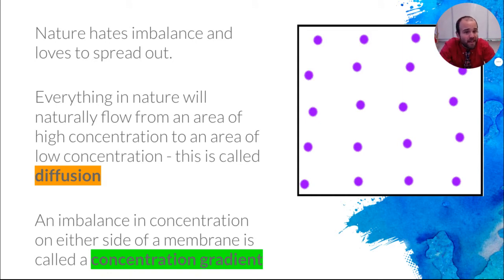Anytime you have an imbalance in concentration on either side of a membrane, so you have more of something on one side than on the other, that's going to be called a concentration gradient. So a gradient is a gradual change in something. So if you've ever seen a color gradient, you see changing from one color to another. Concentration gradient is going to be different concentrations, the same concept.